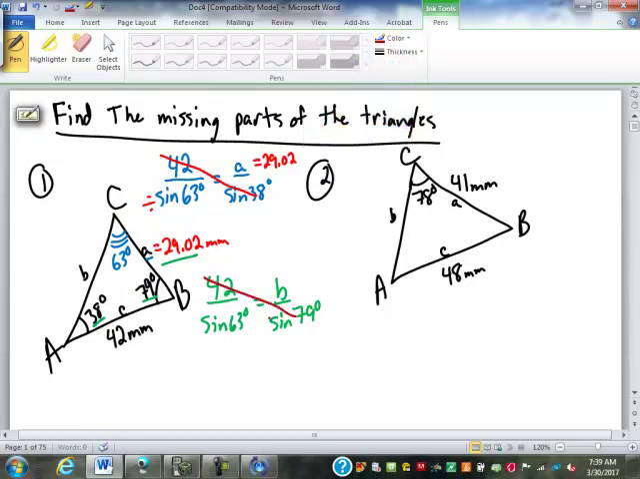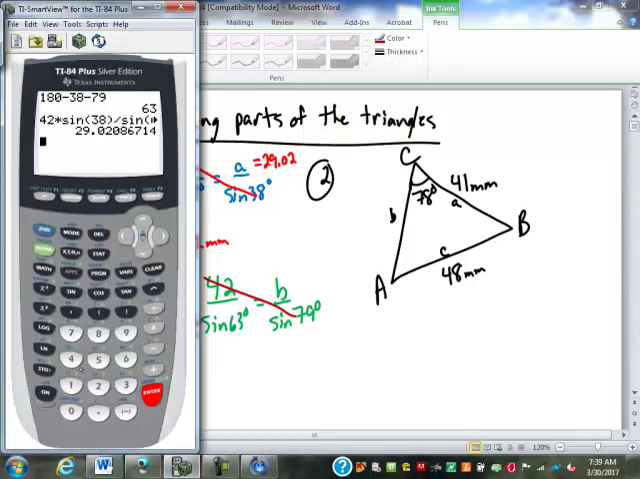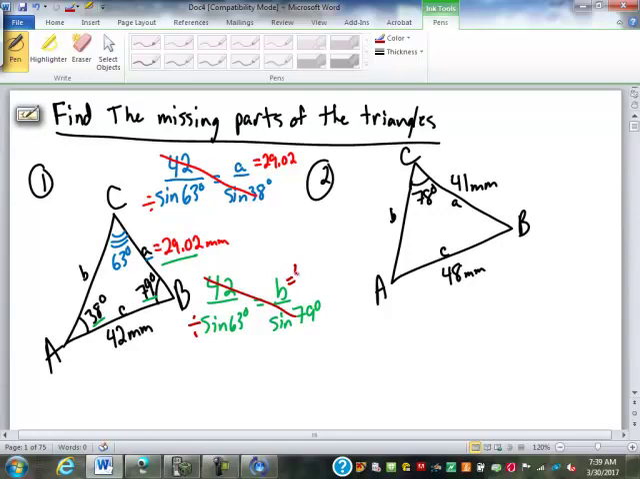So again, we'll cross multiply and divide. So 42 times the sine of 79 this time. Make sure we close those parentheses. Divided by the sine of 63. 46.27. And that makes sense. That is our longest side. And that's what we needed to get out of it.